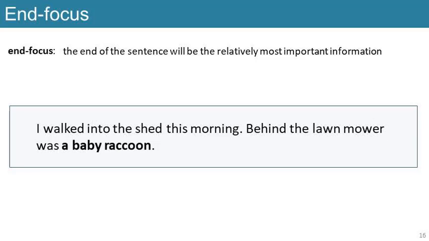Another example of the combination of given new and end focus is the second sentence in "I walked into the shed this morning. Behind the lawnmower was a baby raccoon." The most important information is at the end of the sentence concerning the presence of the raccoon. The lawnmower can be considered given information, since the reader can be expected to know that sheds often contain lawnmowers.